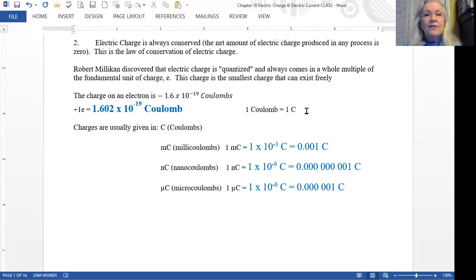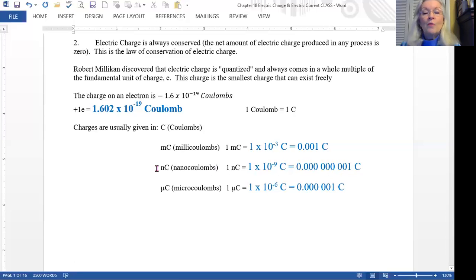Like with a lot of things in physics, we don't always use the whole unit. Sometimes it's a multiple of that. And the units that we find most common this semester will be millicoulombs, nanocoulombs, and microcoulombs. So a millicoulomb is abbreviated mC, and it is 1 times 10 to the minus 3 coulombs, or 0.001 coulomb. Remember that when I give you a decimal point, if there's no number in front of it, I'll always give you the leading 0, so you'll be sure to notice the decimal point.